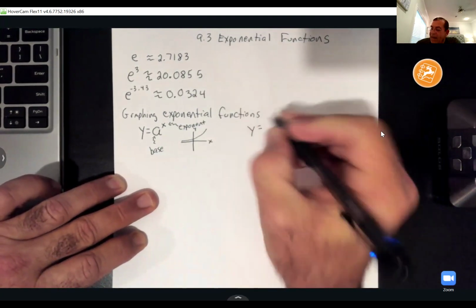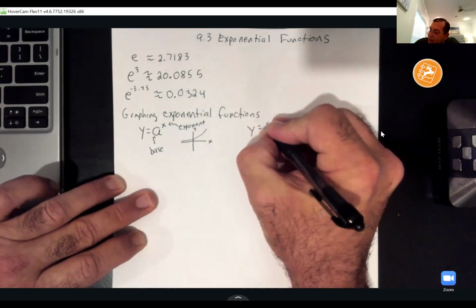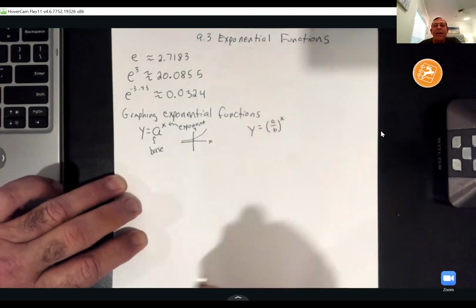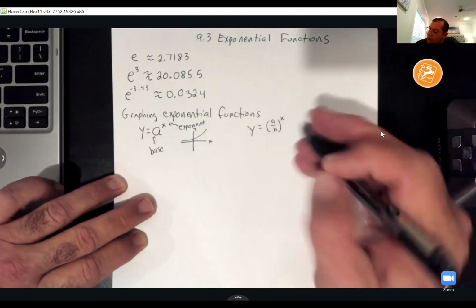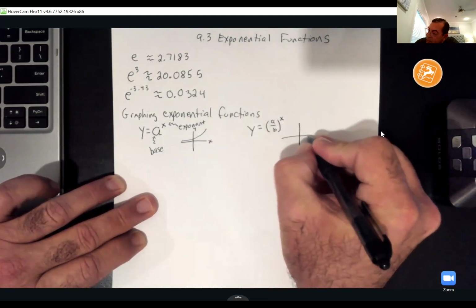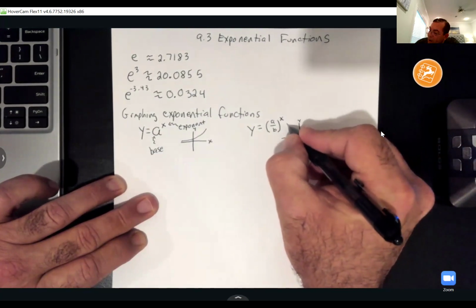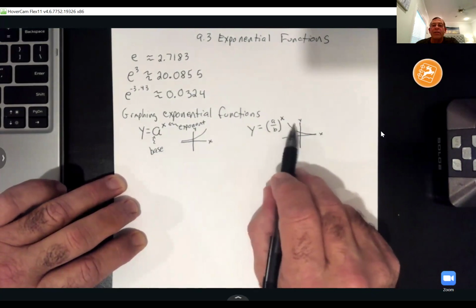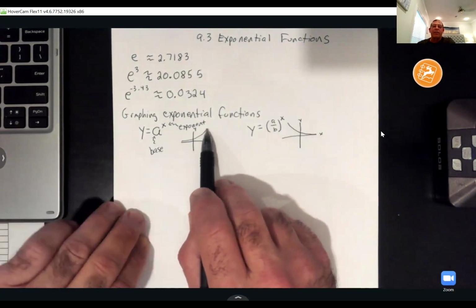Now, if I have a fraction being raised to an exponent, something like a over b to the x, so now I have a fraction raised to an exponent, these graphs sort of do the opposite. And they will fall from left to right. Okay, so the fractions will decrease. The whole numbers will increase left to right.